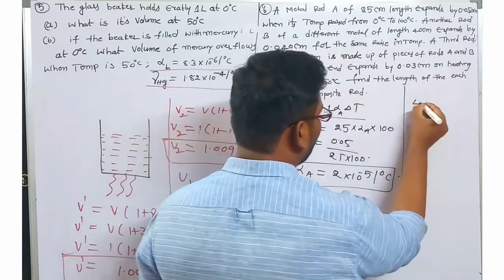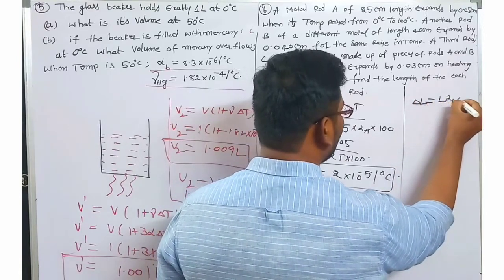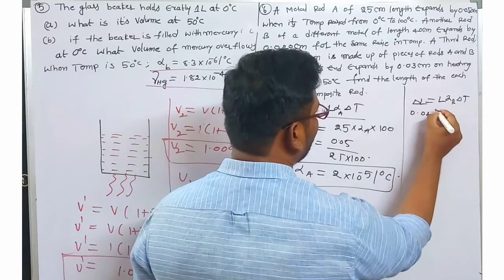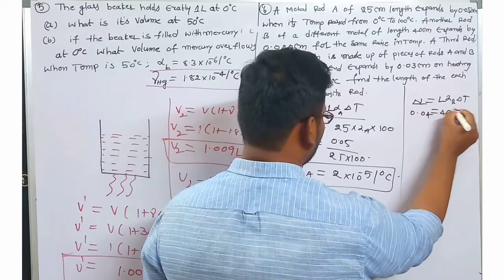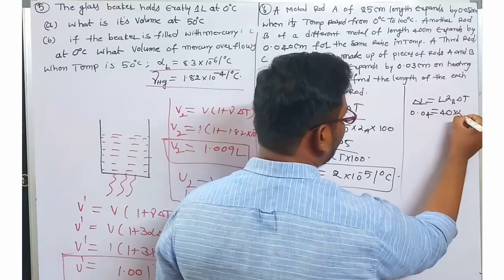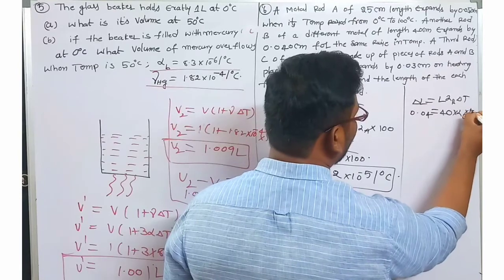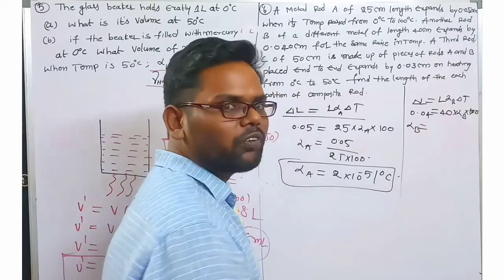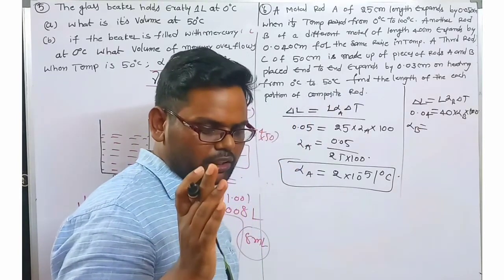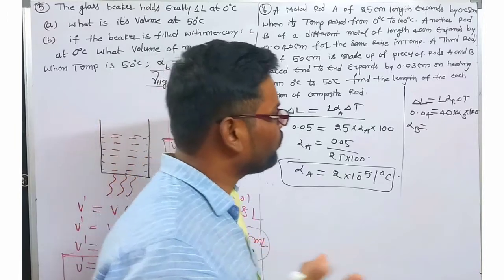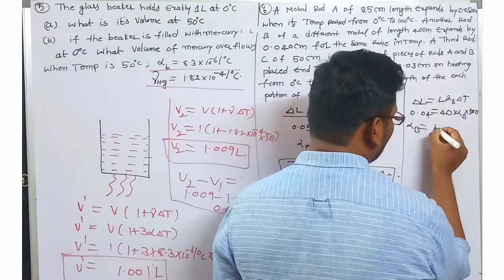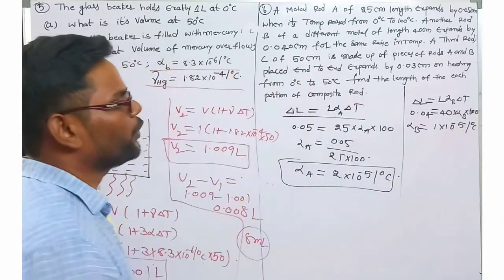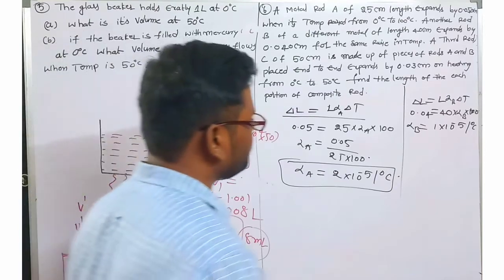By using the same formula, delta L is equal to L alpha B delta T. So delta L is equal to 0.04, L is equal to 40 centimeters into alpha B into 100, right. If you solve this, we will get alpha B is equal to 1 into 10 to the power of minus 5 per degree Celsius.